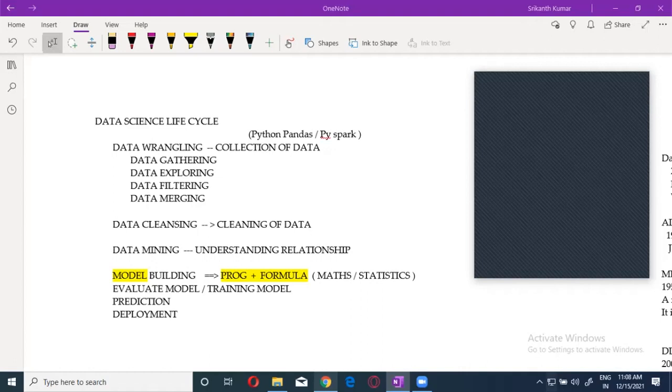Yeah, it is a full stack only, right? Full stack means end to end. Yes, we are going to deal with a complete end to end full stack data science and AI.